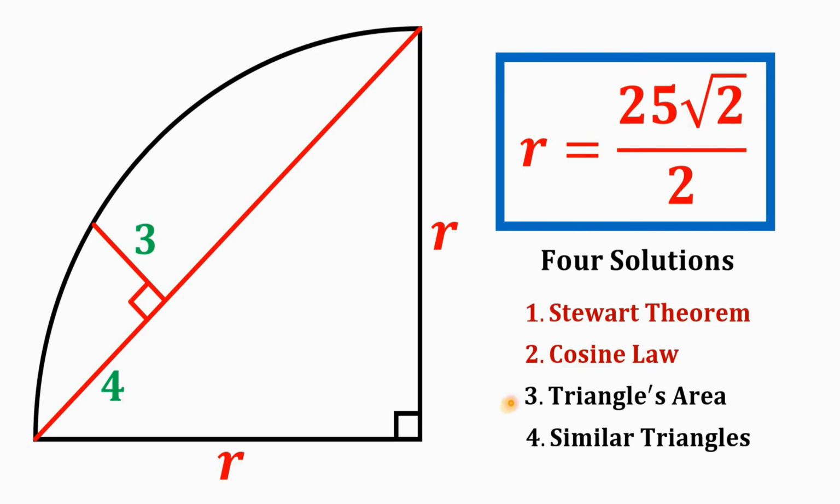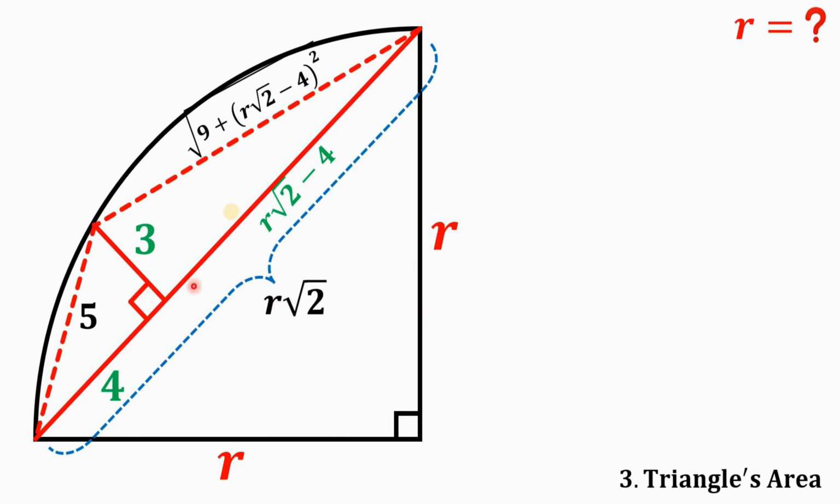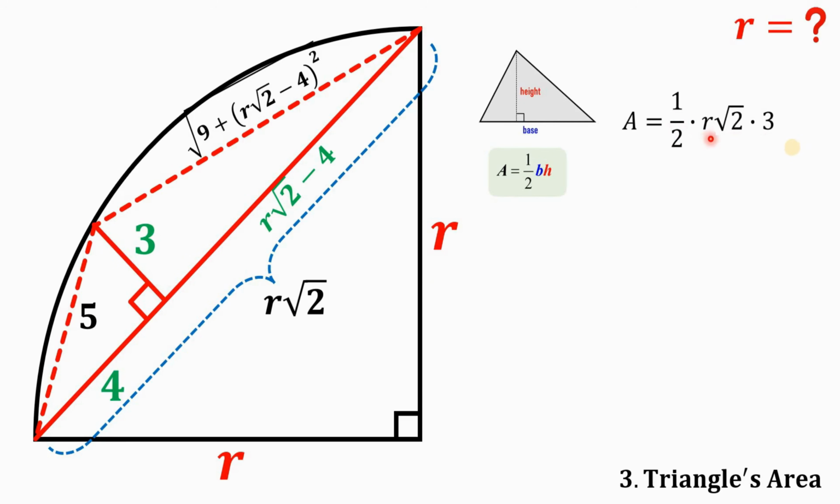Now, how about the third solution using the triangle's area? So let's begin. And also, we will use this figure from a while ago. In order to find the triangle's area, we have two possible formulas. The first one is 1/2 base times height. To find the area of this red triangle, the height is 3 and the base is r times square root of 2. So the area is just 1/2 times r times square root of 2 times 3.